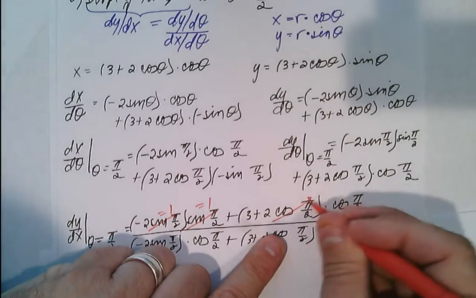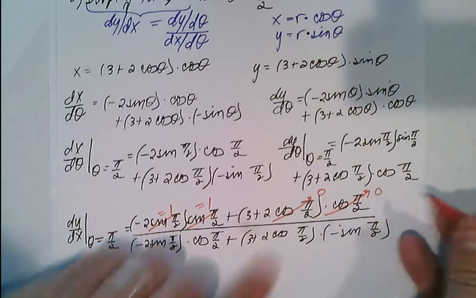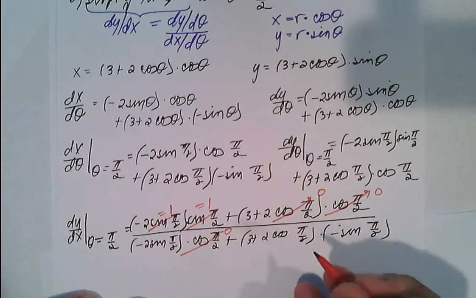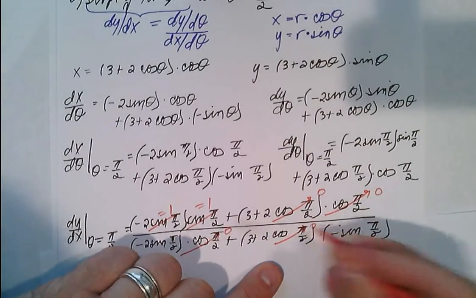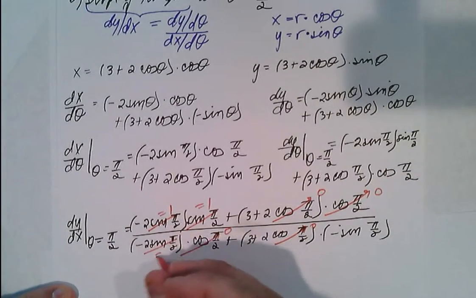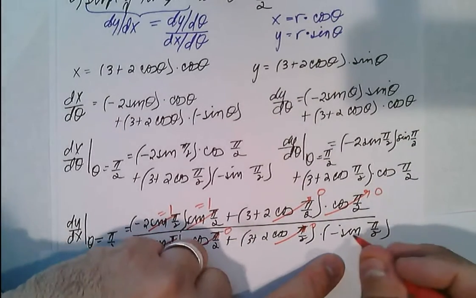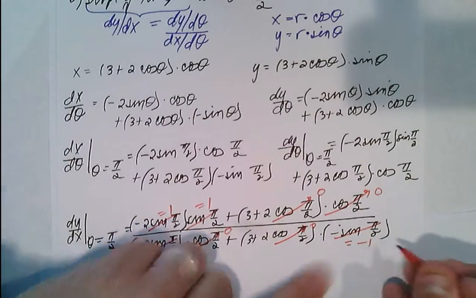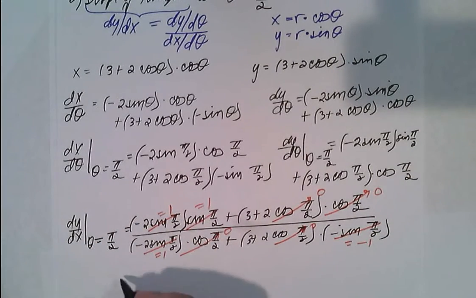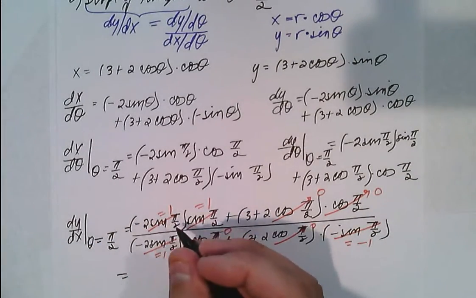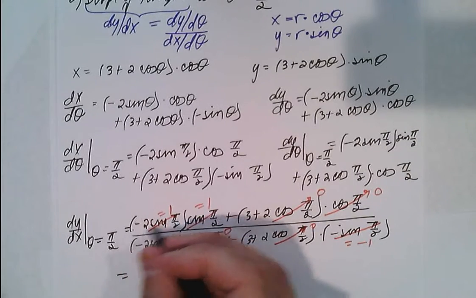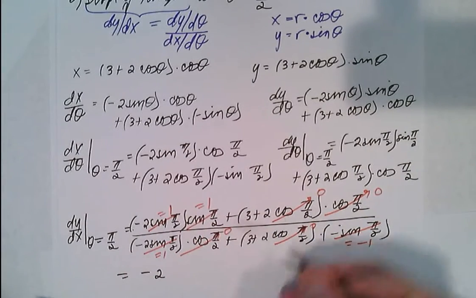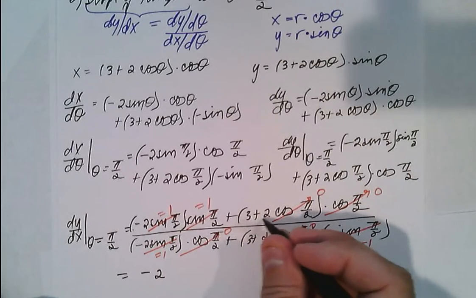Cosine of pi over 2, well, that's 0. Sine pi over 2 is 1. Negative sine pi over 2 is negative 1. When I pull all this together, I've got negative 2 times 1 times 1, negative 2, plus 3.